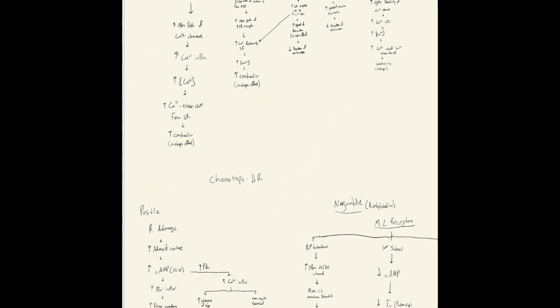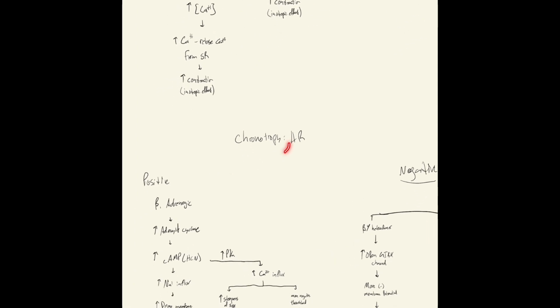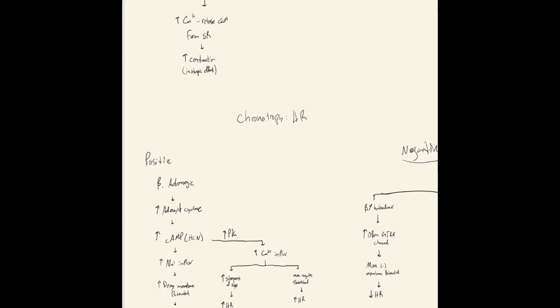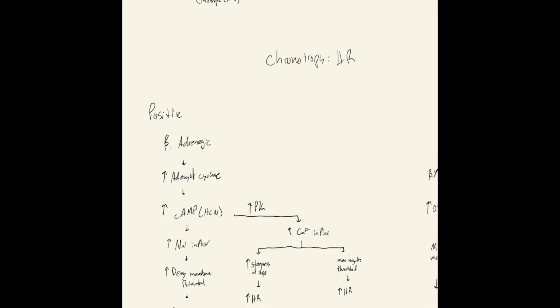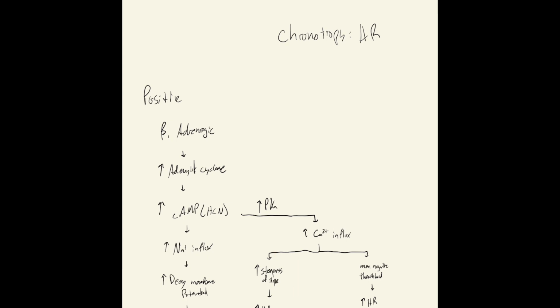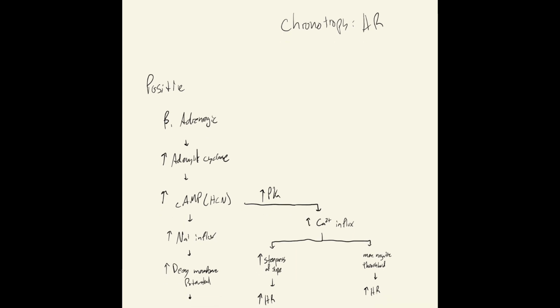Then finally, if we talk about chronotropy, which is the fancy word for affecting the heart rate, we have a positive and a negative effect. So the positive effect is the stimulation of that same beta-1 adrenergic receptor, and it starts the exact same way. We increase the adenylyl cyclase, which increases the cAMP, and in this case it's the HCN or funny channels. Then we'll follow this pathway first, where we increase the sodium influx, and then we start to decay the membrane potential quicker, which means to make it go away, which will increase our heart rate.